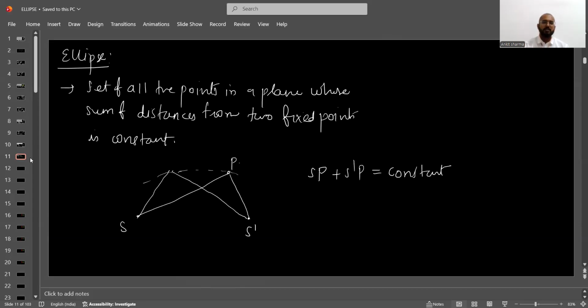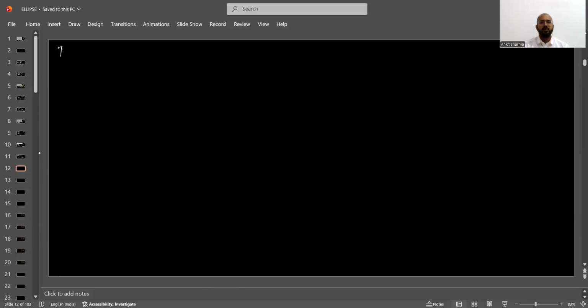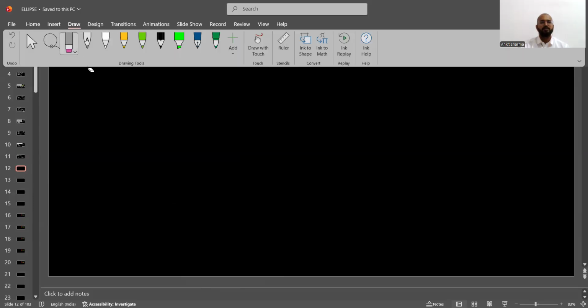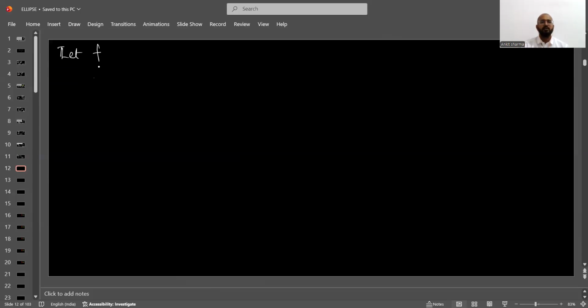Now for simplicity, let the constant be 2a. We'll get to know the meaning once we derive this. And let the two fixed points be on the x-axis.